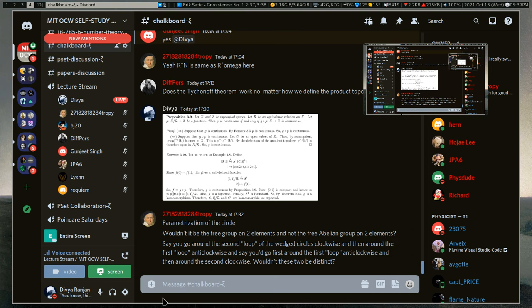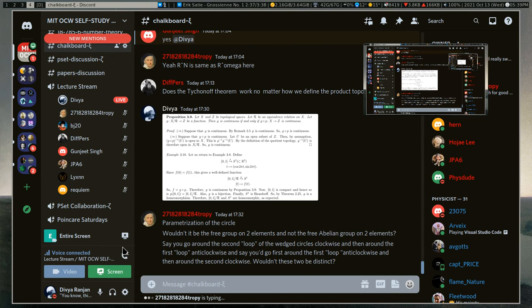Say you go around the second loop of the wedge of circles clockwise, and then around the first loop anti-clockwise, and say you go first around the first loop anti-clockwise and then the second clockwise. Wouldn't these two be distinct? Yeah, but you're taking an abelian group of Z cross Z, so you can have negative numbers. A negative winding number would mean you go in the opposite direction.